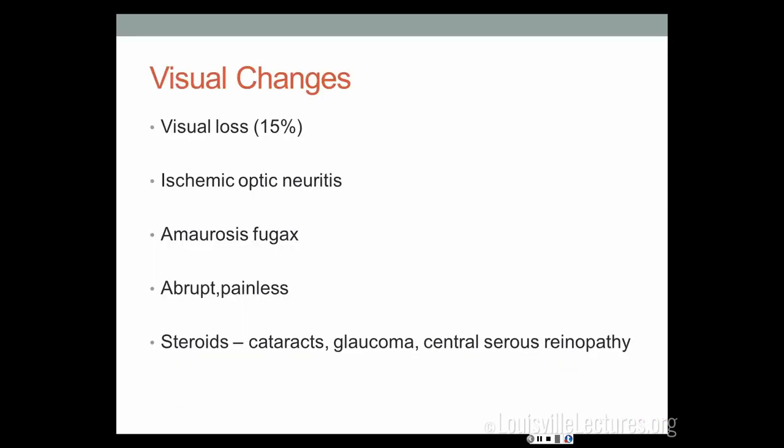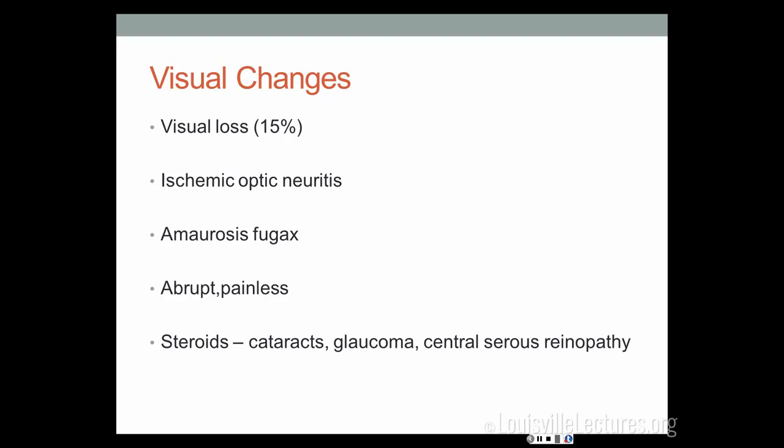What we worry most are the vision changes. Visual loss can happen in 15% of these patients. That number drops quite a bit if you get to them in time and treat them with steroids. It's an ischemic optic neuritis. They can also get amaurosis. It's usually abrupt and painless, which is kind of scary. You don't usually have a lot of warning in these patients.